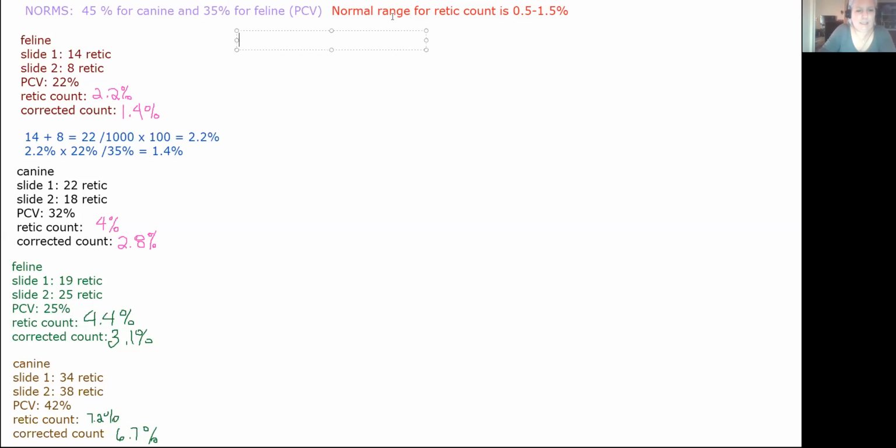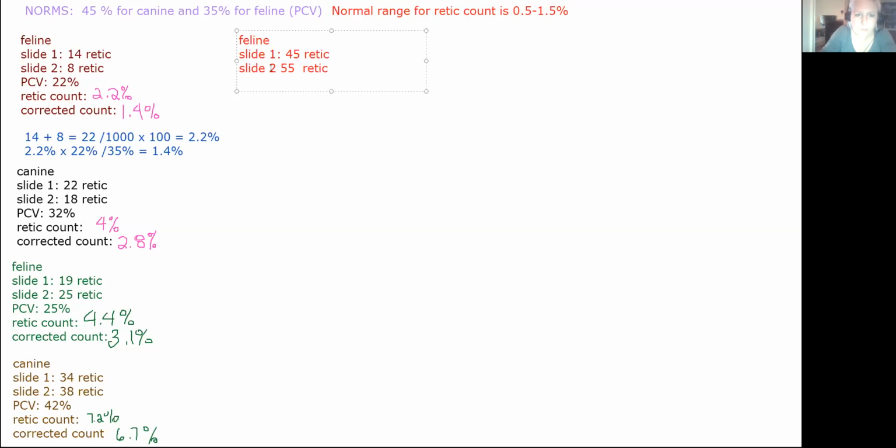All right, let us do a feline. Now, some of these numbers are going to get kind of large and crazy, but it's just for practice and for fun. So then, whoops, I forgot to tell you how many reticulocytes. Slide 1 is 45 reticulocytes. Slide 2 is 55. This animal definitely has some issues.